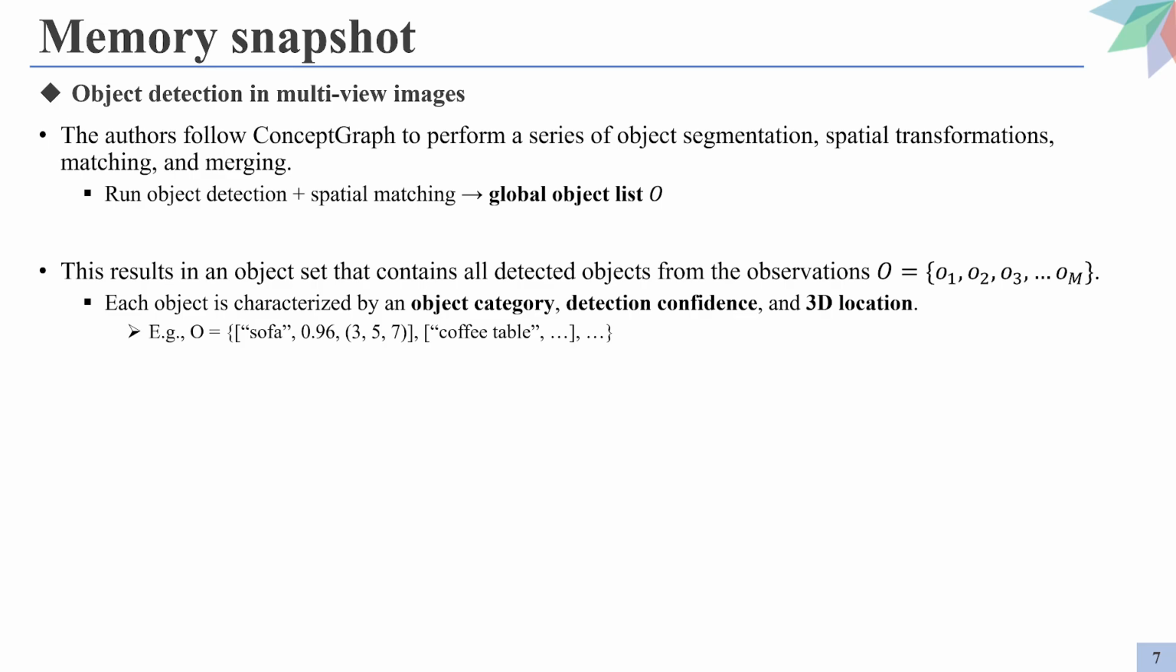When the agent captures multi-view images, they are processed using the method introduced in the concept graph paper, which detects objects and estimates their 3D coordinates to construct a global object list O. Each entry in this list contains 3 components: the object's category name, the detection confidence score from the segmentation model, and the predicted 3D coordinates. For instance, the first entry in the list might represent a sofa with a confidence score of 0.96 and a 3D location of 357.